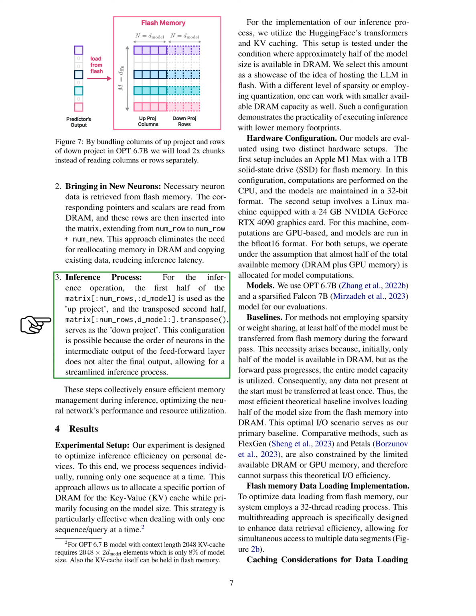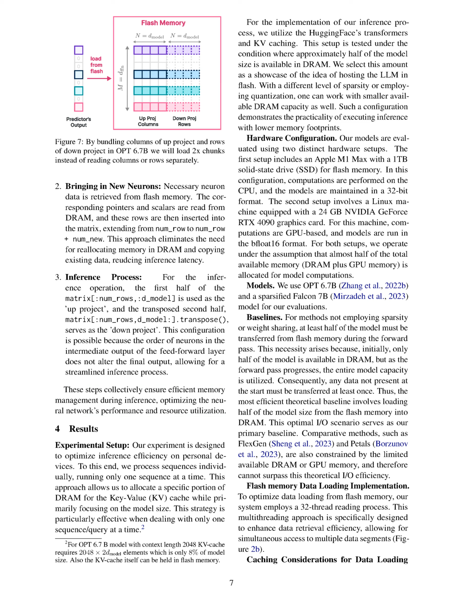For the inference operation, we use the first half of the matrix as the up project, and the transposed second half as the down project. This is possible because the order of neurons in the intermediate output of the feed-forward layer doesn't change the final output. All these steps ensure efficient memory management during inference, optimizing the neural network's performance and resource utilization.